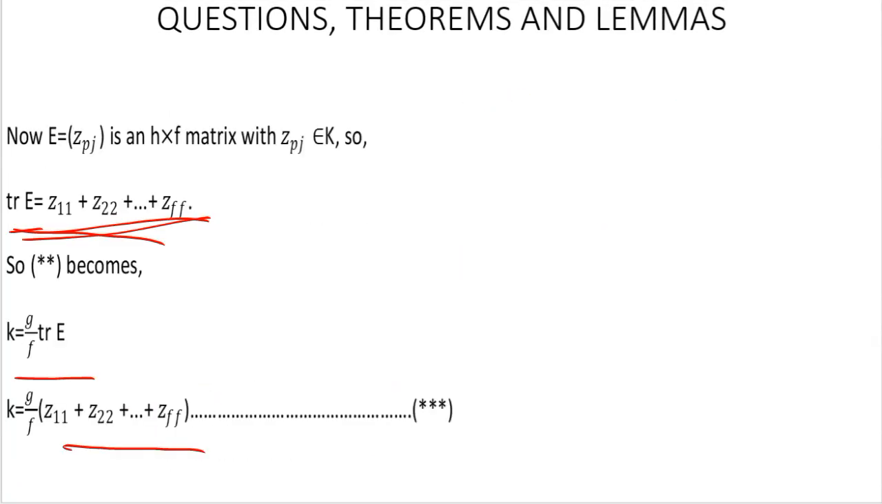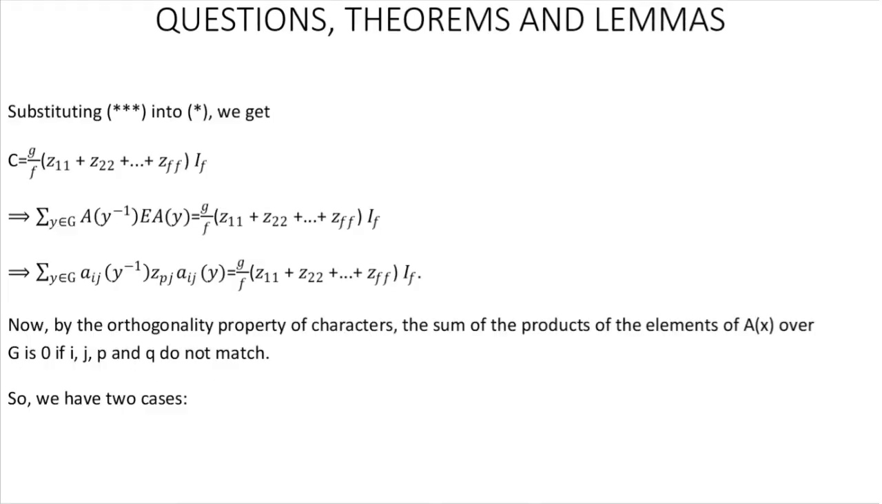We found K. We want to substitute back in asterisk. So substituting that value of K into asterisk, we'll get this relationship here, because you know what K is. All of this is K, and it's times the unit matrix, okay? But what is C? C was that matrix which we constructed, which we had stated earlier.